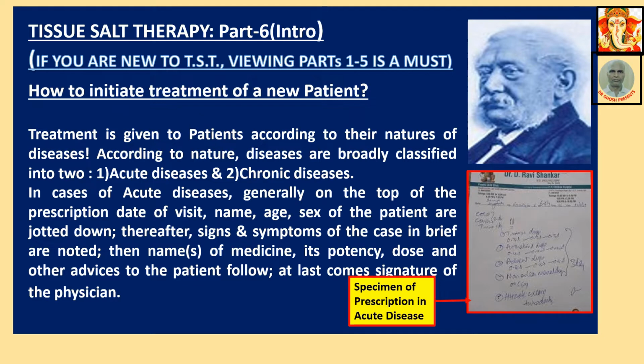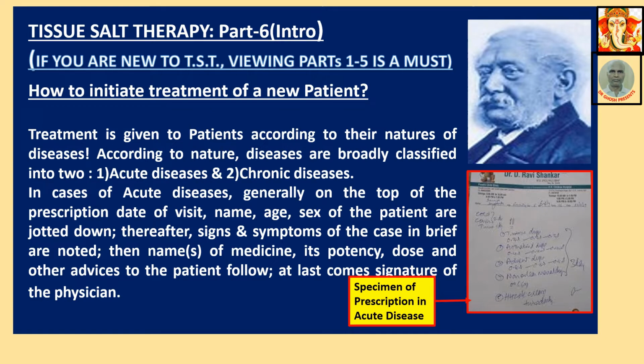Please remember this. How to initiate treatment of a new patient? Treatment is given to patient according to their natures of diseases. According to nature, diseases are broadly classified into two: acute diseases and chronic diseases. In some literature, it has been classified in three: acute, subacute, and chronic. Subacute diseases are diseases which lie between acute diseases and chronic diseases.